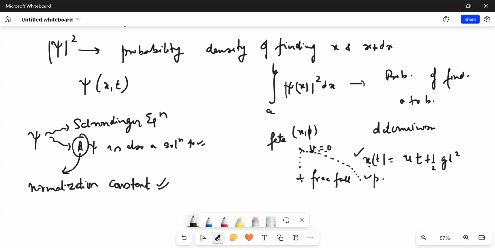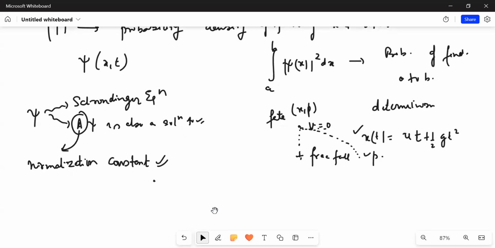When it comes to quantum mechanics, there is no sense of determinism. If I'm saying a particle is here, you don't know whether the particle is here or not. Quantum mechanics is governed by uncertainty, an uncertainty in determining the position and momentum simultaneously. Therefore we don't use this kind of construct here.